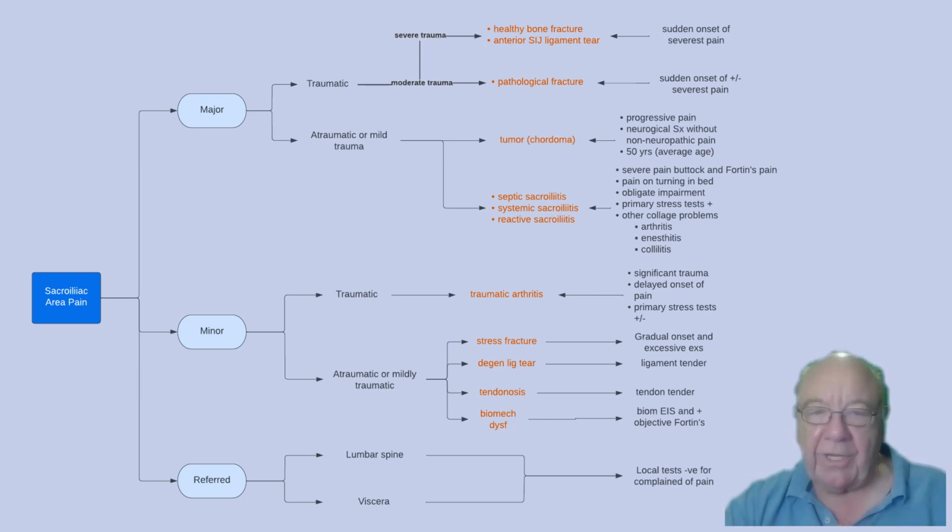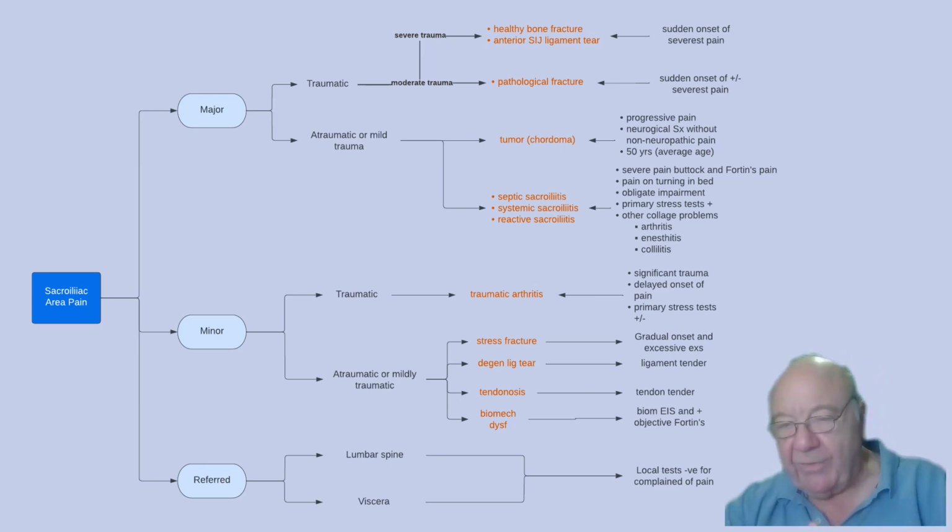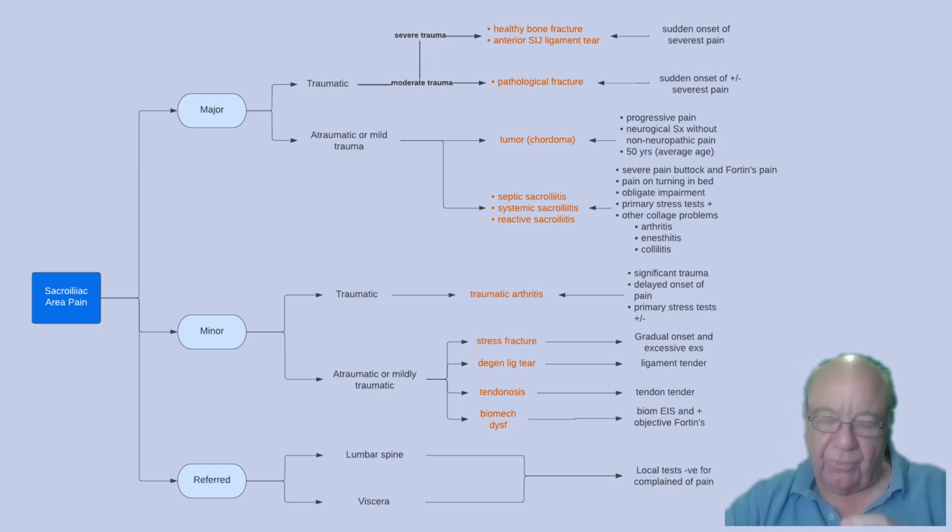On the minor side, traumatic arthritis and atraumatic stress fractures, degenerate ligament tears, tendinoses, biomechanical dysfunctions all around this joint. So this is sacroiliac area pain. And then finally, referred pain. Lumbar spine is a big one, of course, and viscera. So the local tests will be negative, with the exception, as I say, where your tests affect the lumbar spine.